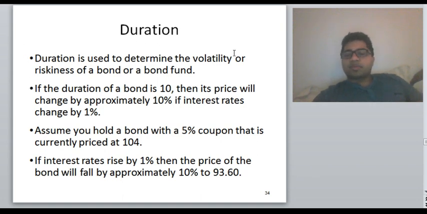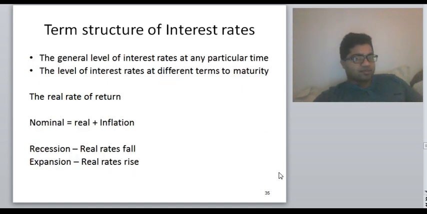Duration is used to determine the volatility or riskiness of the bond or the bond fund. So what does duration mean? If the duration is 10, then the price of the bond will change by 10% if the interest rate changes by 1%. So assuming you hold a 5% coupon bond that is currently priced at 104, if interest rate changes by 1%, the bond will fall to 93.60. So it reacts by 10%.